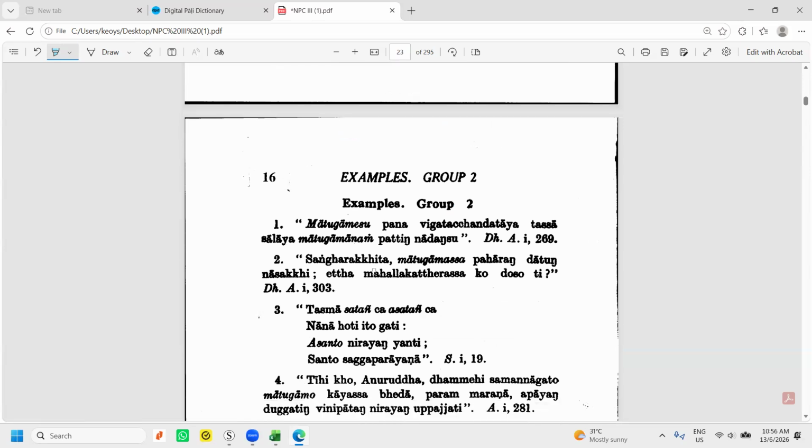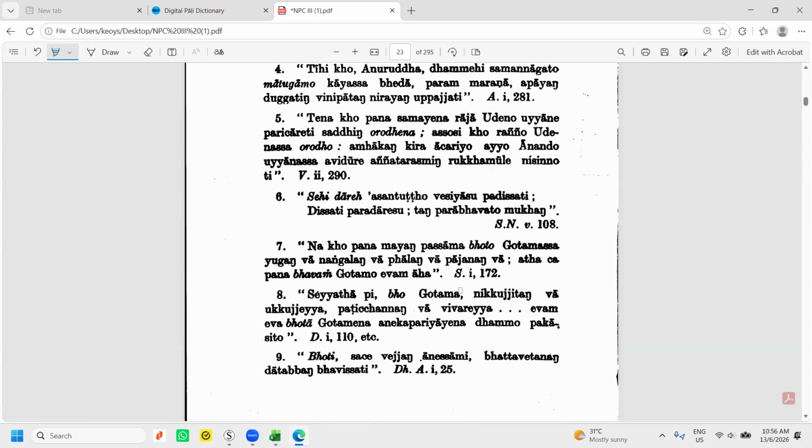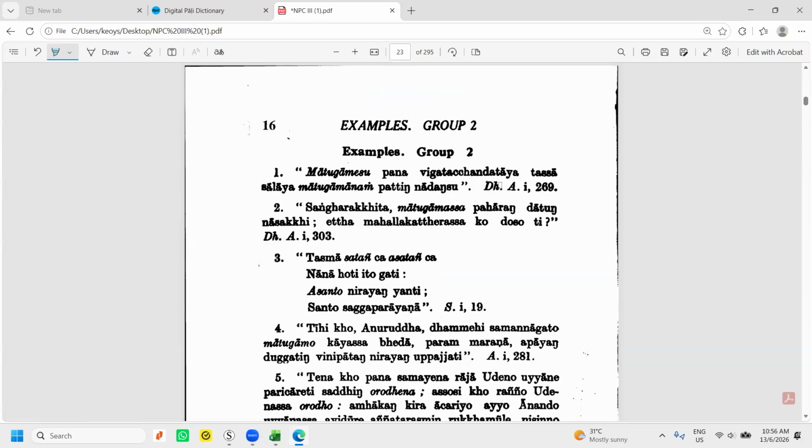So the exercise, that means group two, you can see there is Dhammapada commentary. Then this is Samyutta Nikaya, part 1. They have 5 parts. So SN has 5 parts.